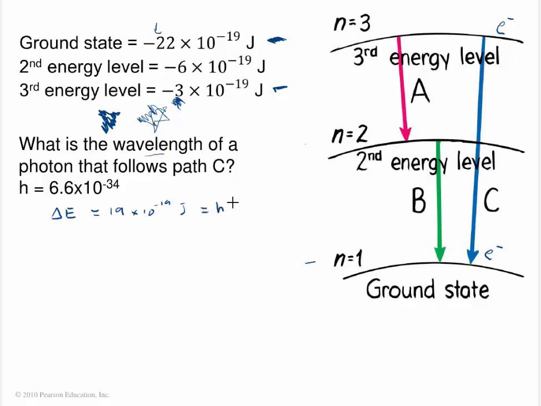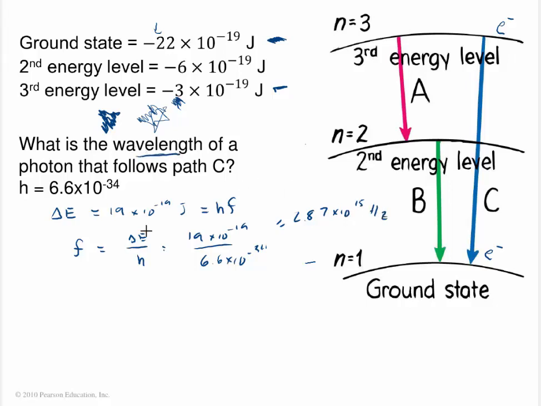And this is going to be equal to Planck's constant multiplied by frequency. So we could say that the frequency is going to be equal to that energy difference divided by Planck's constant. So that's going to be 19 times 10 to the negative 19th joules divided by Planck's constant, which is 6.6 times 10 to the negative 34th. And what you're going to find is that the frequency is going to be 2.87 times 10 to the 15th hertz.